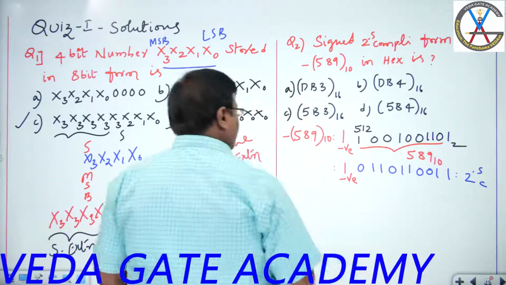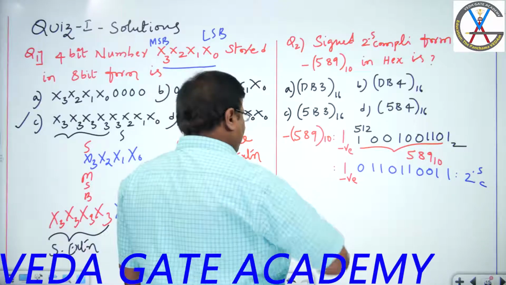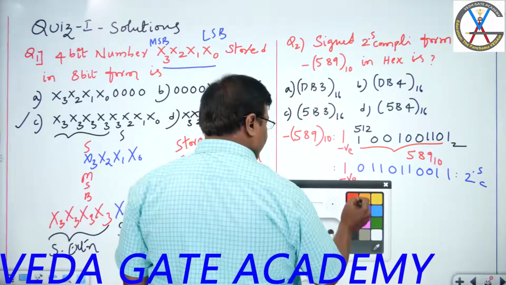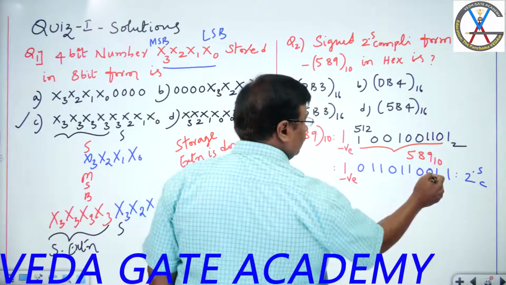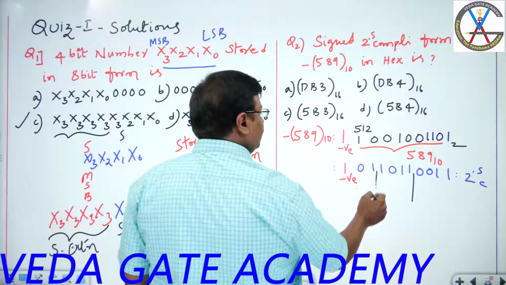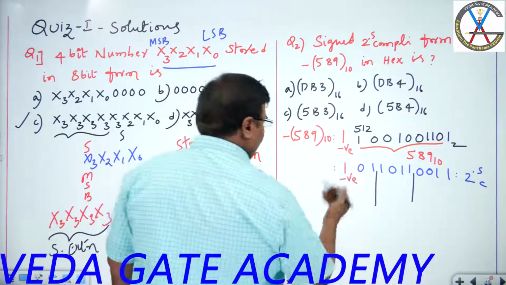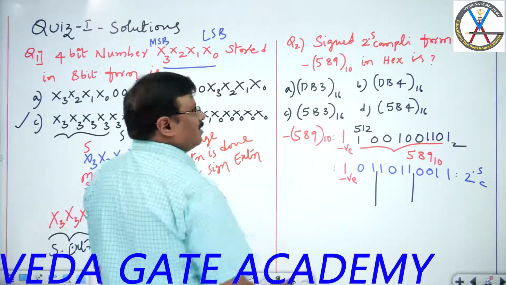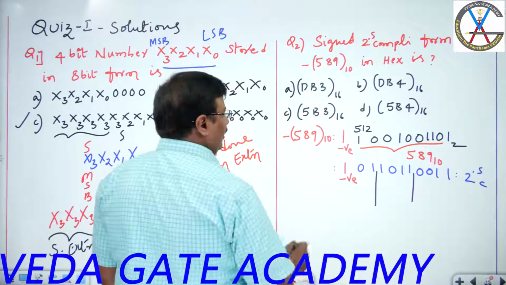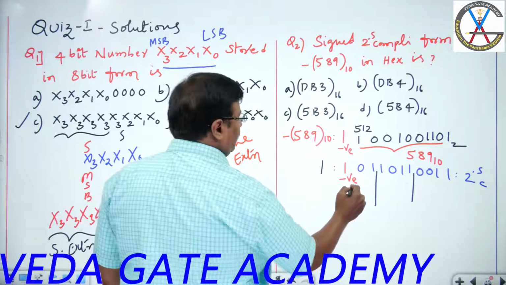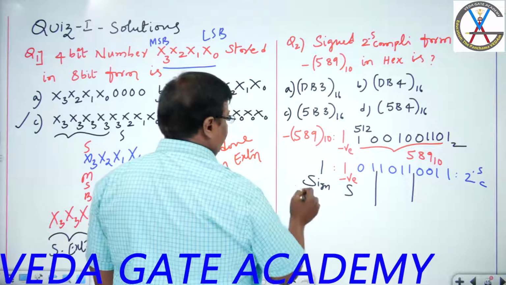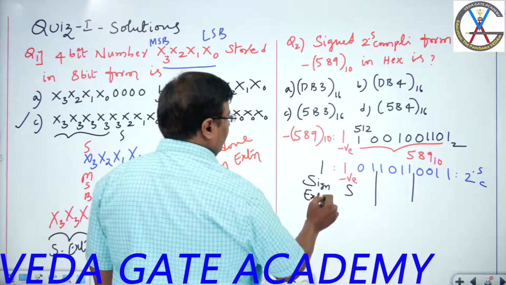Now we have to convert this into hexadecimal. Hexadecimal is in the form of 4 bits, no? Distribute into 4-bit groups. Here 1 bit is less, only 3 bits are there. I have to extend. Whenever I extend the data, you need to extend the sign bit. Remember, this is sign extension. In the previous example, I have already explained.